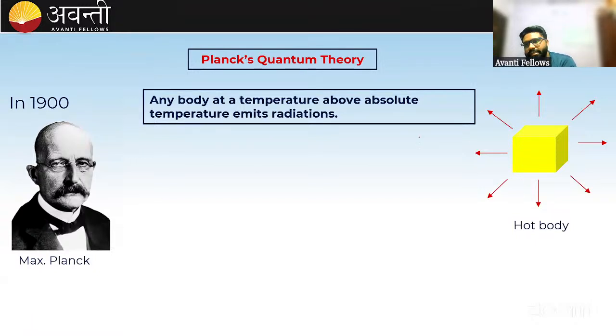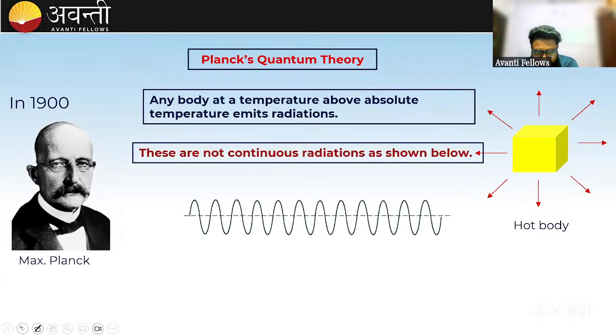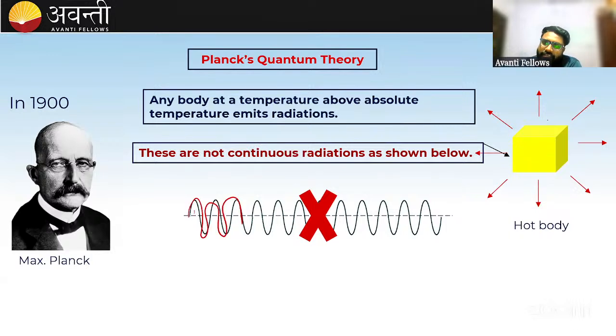So this is the body at any particular temperature, it will emit radiation. We know from thermodynamics and heat transfer. Now, but this radiation is not continuous radiation as shown below. देखो, we can say that okay, this is the particular radiation. ये radiation emit हो रहा है, light emit हो रही है basically. So this light is not continuous. ये ऐसा flow नहीं है. This is not the way.